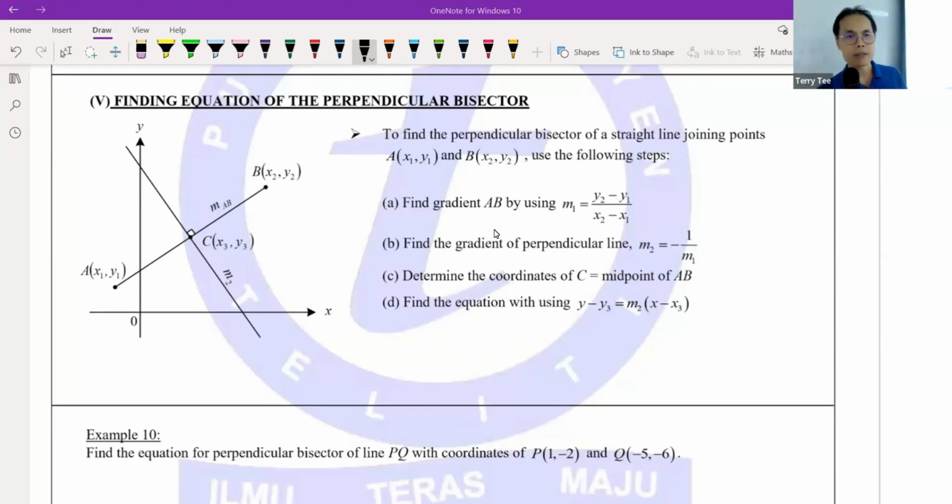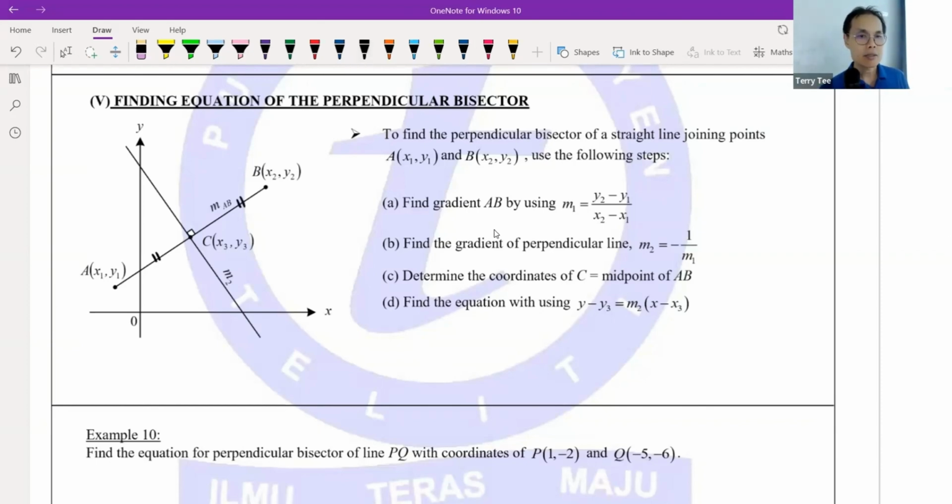Okay, guys, you already know about perpendicular bisector. When two lines are perpendicular to each other, number 1, we know the gradients multiplied together must be negative 1. But for a perpendicular bisector, not only are they perpendicular, they must also bisect. The word bisect means you cut them into 2 equal halves, right?